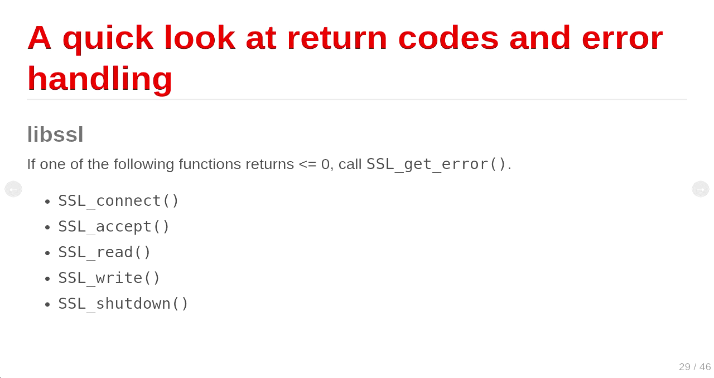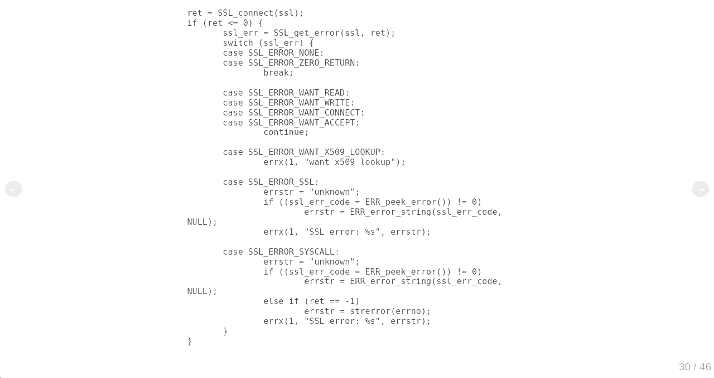In libSSL, if one of the functions that follows returns less than or equal to zero, you have to call SSL_get_error, and you have to pass in the value that you got earlier on, in order to figure out what happened and what next step you should take. So if it's SSL_connect, accept, read, write or shutdown, then we've got to do something like the following. You have to get the error.